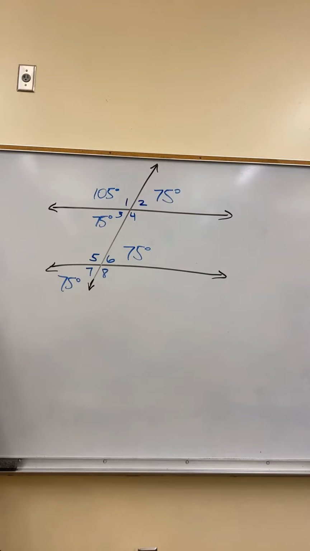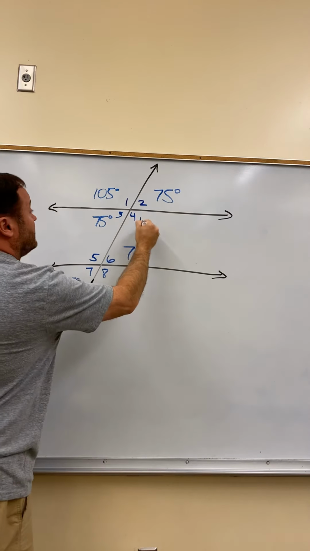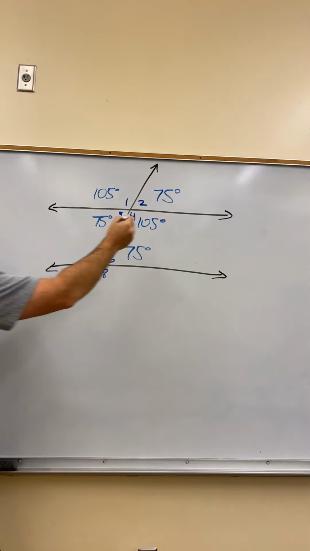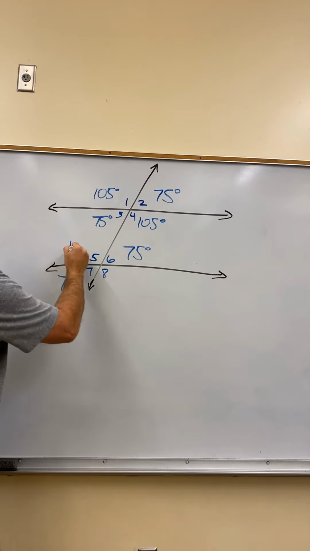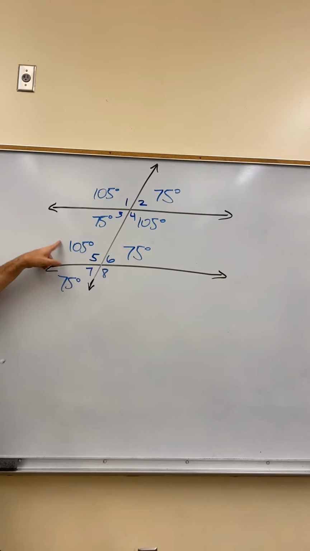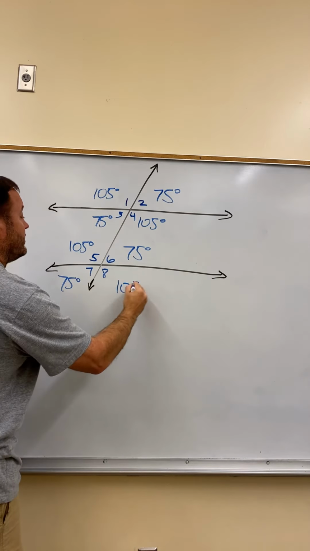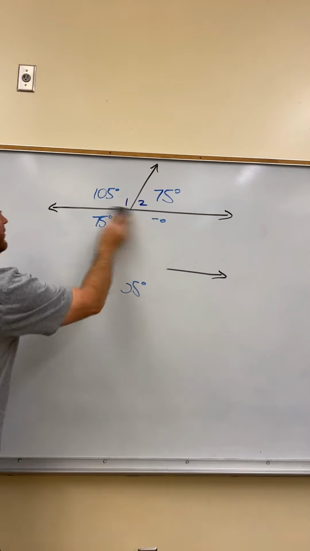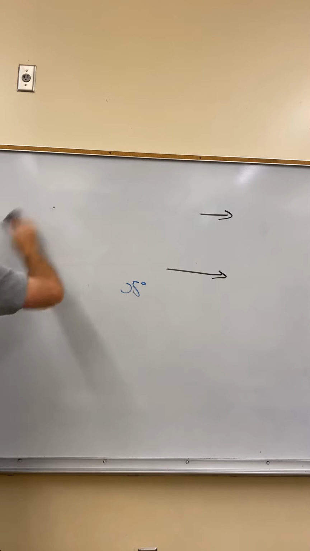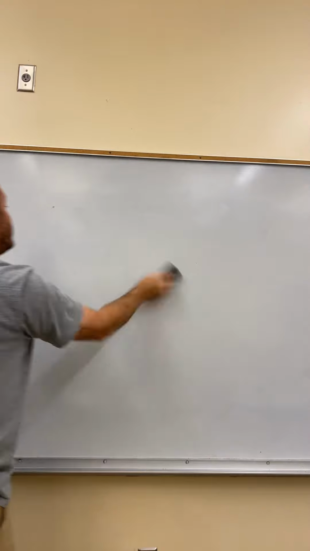So now we can do the same thing. This is a vertical angle, 105. I can do corresponding, same location, top left, 105. I can do alternate exterior with 105 and put it over here. So you can solve this using anything from Monday or Tuesday, and the stuff that I just did now.